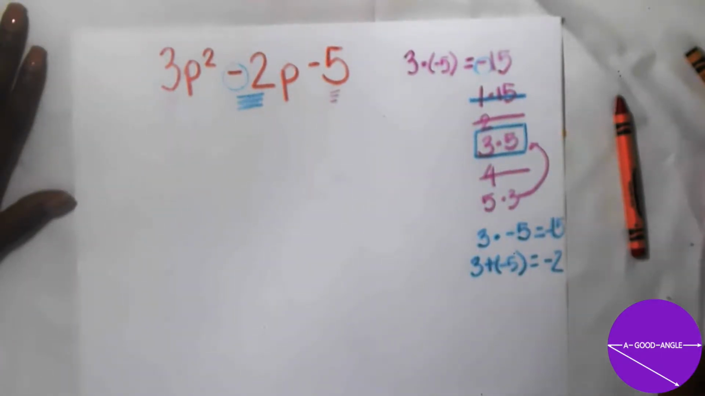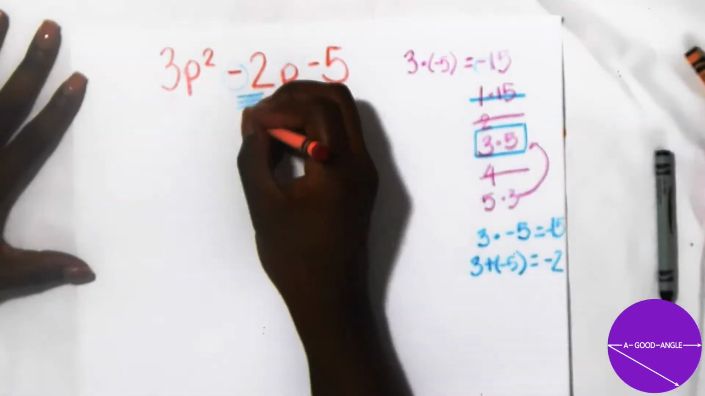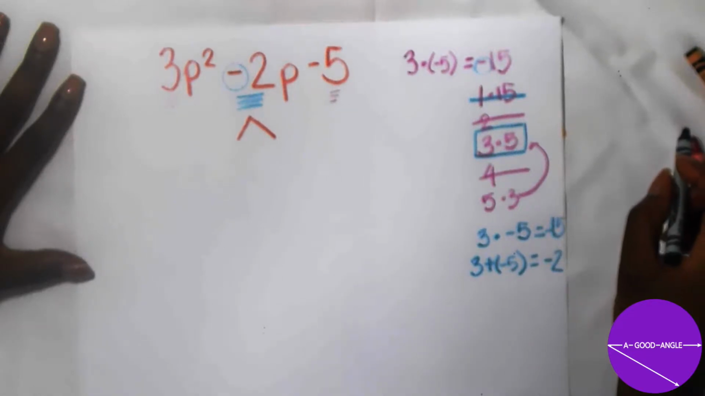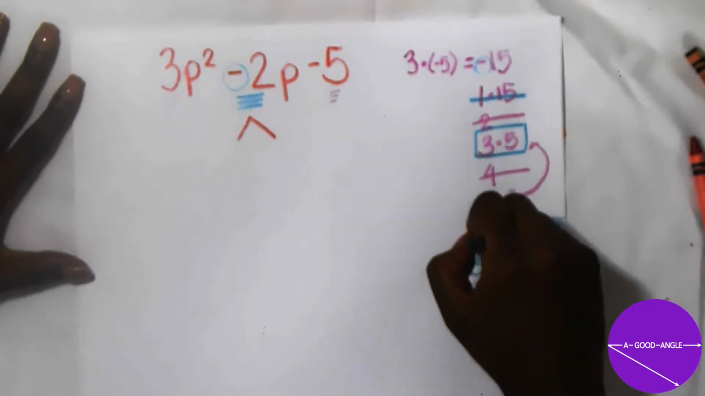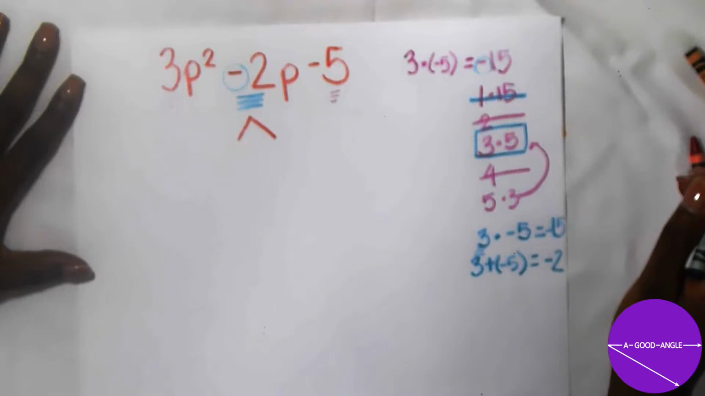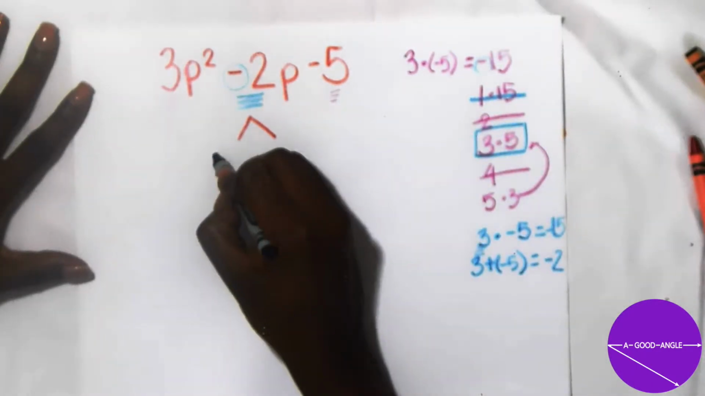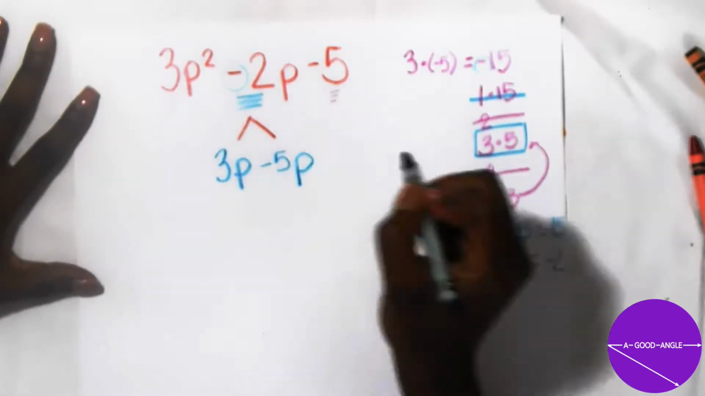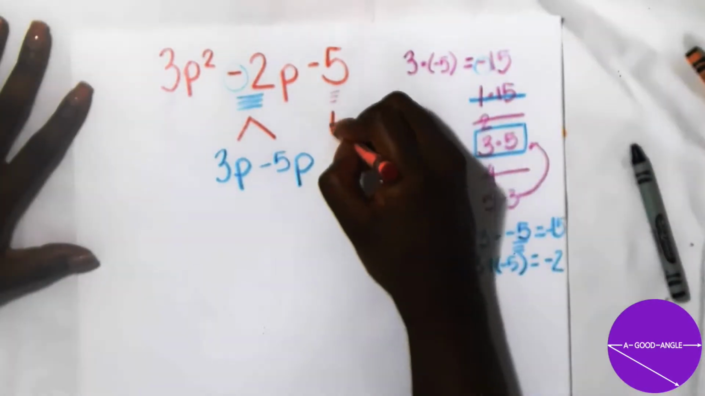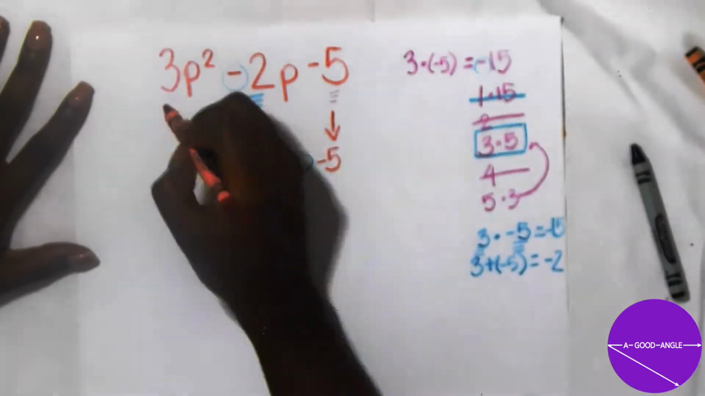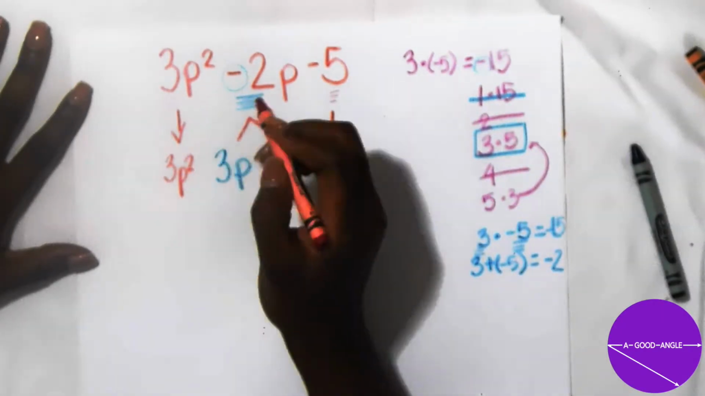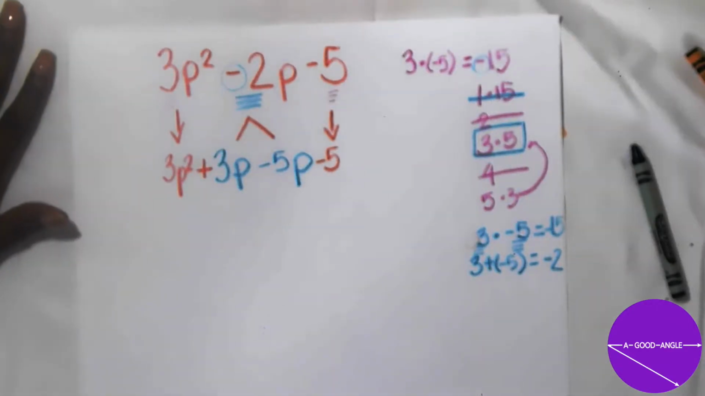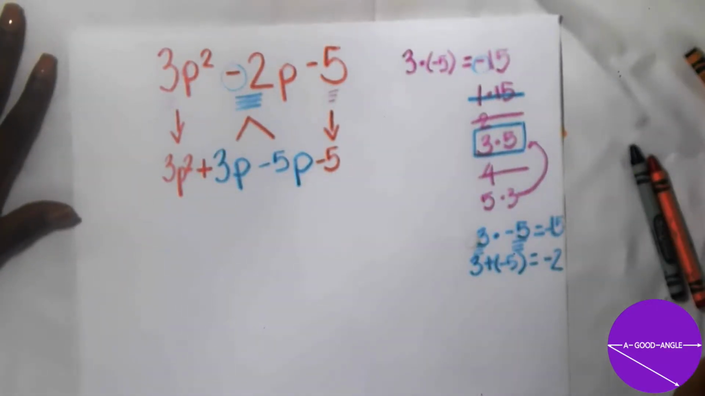So what we're going to do now is called splitting the middle term. I'm going to take that number, the positive 3, and I'm going to put positive 3p because I'm splitting negative 2p. And then I'm going to use my other number, which is negative 5, so I'm going to put minus 5p. Don't forget your p's. Bring down everything else, so bring down the 3p squared. Don't forget your plus in front of that, 3p minus 5p. Bring down that negative 5.